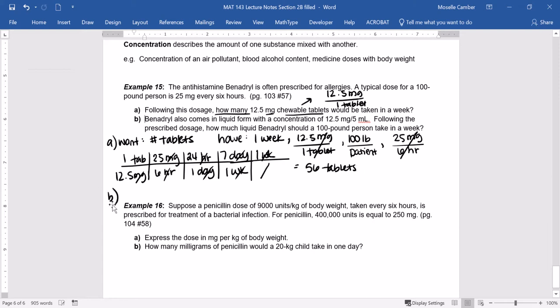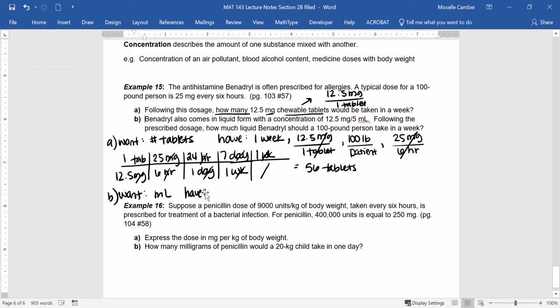For B, Benadryl also comes in a liquid form with a concentration of 12.5 milligrams per 5 milliliters. So if you have a 5 milliliter dose that you drink of the liquid, 12.5 milligrams of medicine will be in that. Following the prescribed dosage, how much liquid Benadryl should a 100-pound person take in a week? They want how much liquid, so they want to know how many milliliters we are going to end up taking.